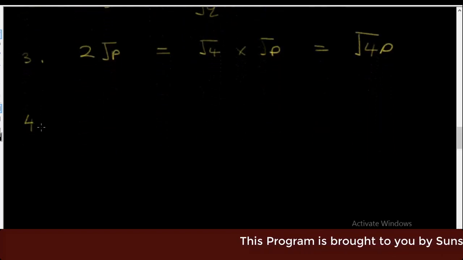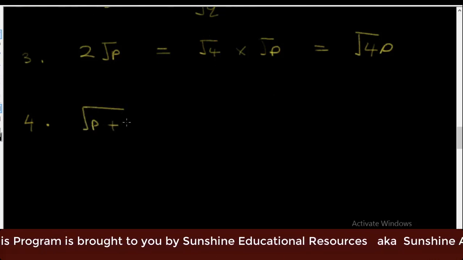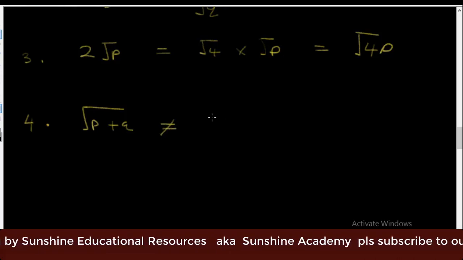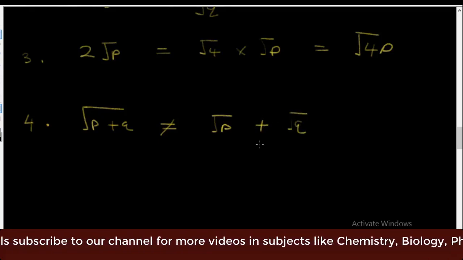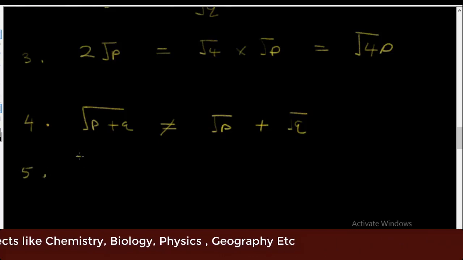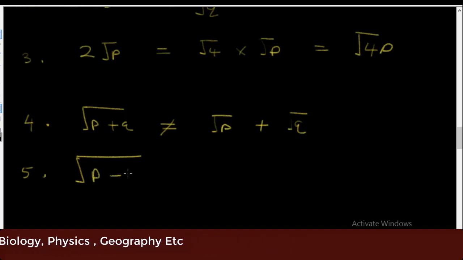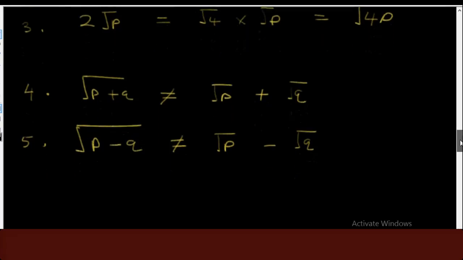Please note the following, also very important. The surd of P plus Q is not the same thing as writing surd P plus surd Q. Very important. Let me also show you the following. 5: The surd of P minus Q is not the same as writing surd P minus surd Q. Now, let's run some examples based on what we've studied so far.